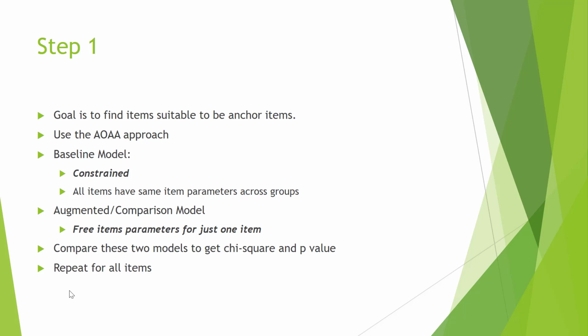The baseline model here is constrained. And in this baseline model, all the items have the same item parameters across groups. And it's a constrained baseline model. And then the comparison model, you free up parameters for just one item. And those are going to be distributed as chi-square. You get a p-value. You'll do that for all the items, and that will give you an initial test of whether or not there is DIF in the items. And we're only using results of this to choose anchor items for step two.